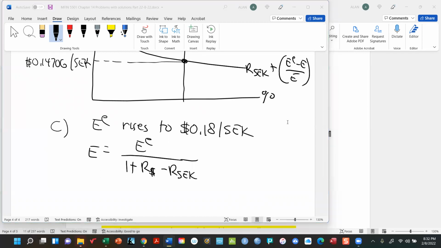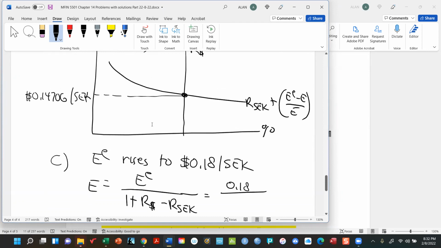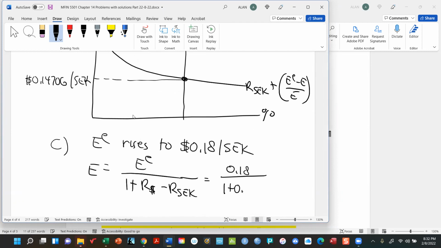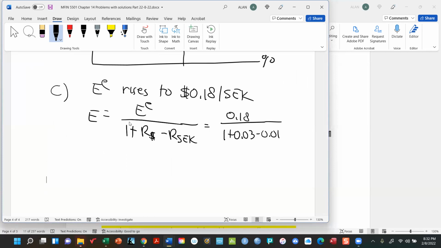All right, so therefore, the numerator is higher, so obviously E will go up as well. The interest rates haven't changed, 3% and 1%. So you end up with 18 over 1.02, and that's going to be roughly 0.17647. And it's higher, as we would have expected, because the numerator went up.